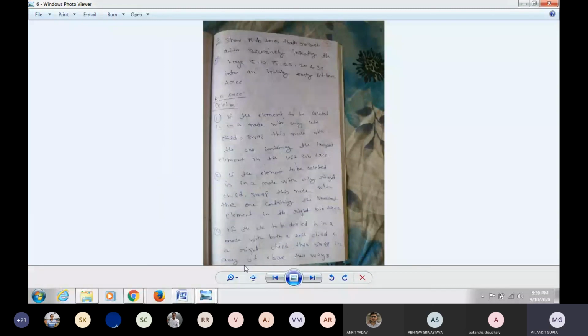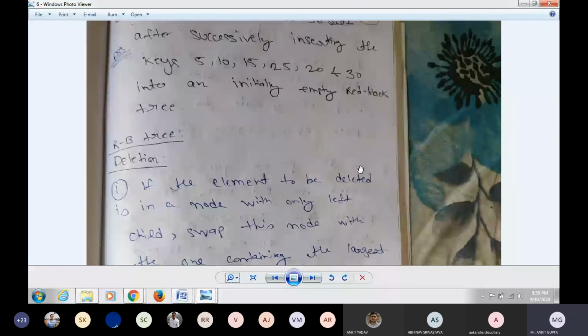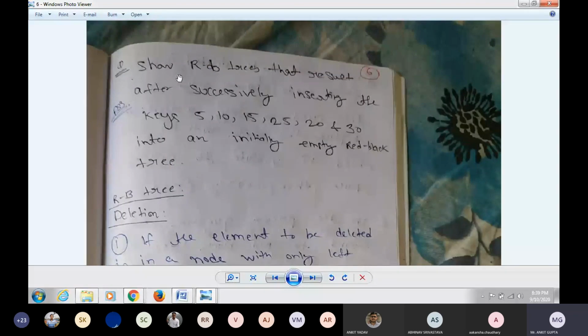You can note down the question. Theory is the same. Show the tree that results after successfully inserting the keys 5, 10, 15, 25, 20 and 30 into an empty tree. Tomorrow I will ask the answer.